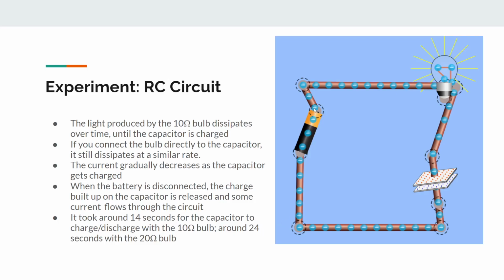So for the RC circuit, the light produced by the 10 ohm bulb dissipates over time, and when the capacitor is connected directly to the bulb, it discharges at a similar rate. And the current gradually decreases as the capacitor gets charged, and when the battery is disconnected, the charge built up on the capacitor starts flowing through the circuit again. So there is a current. It takes 14 seconds for the capacitor to charge or discharge with the 10 ohm bulb and 24 seconds with the 20 ohm bulb.